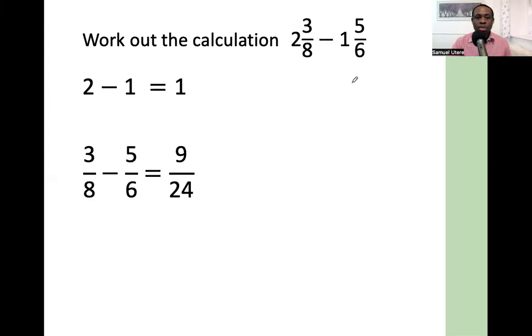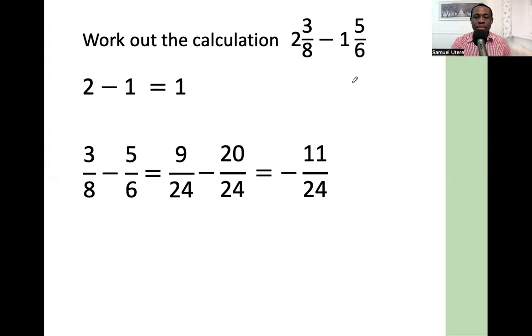Now, if we use the common denominator of 24, we'll have 9 over 24 because we have to multiply 8 by 3 and 3 by 3. That creates an equivalent fraction that has the denominator 24, which is the lowest common multiple of 8 and 6. Next, we'll do the same for 5 over 6. The equivalent fraction, which has the denominator 24, is 20 over 24. So we'll multiply that part by 4. When we do this, you notice that you have negative 11 over 24.